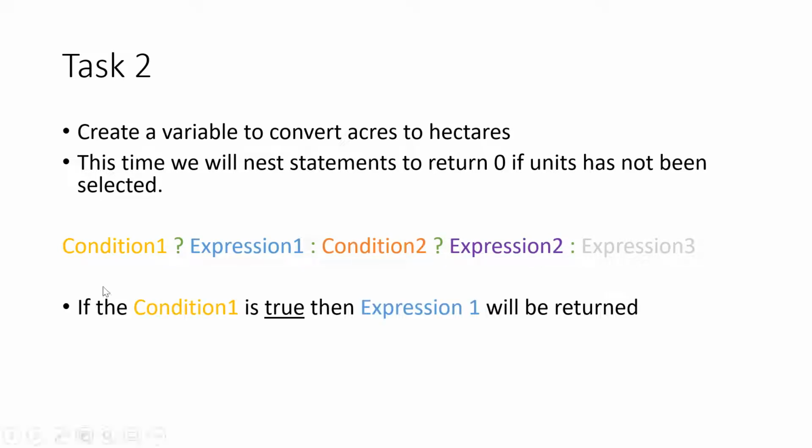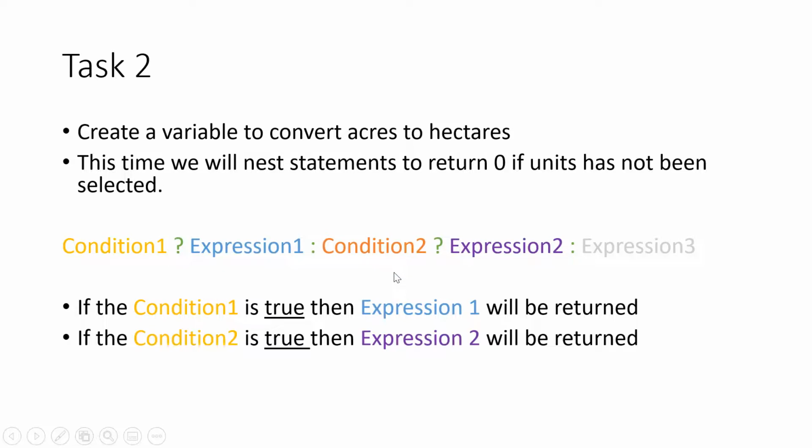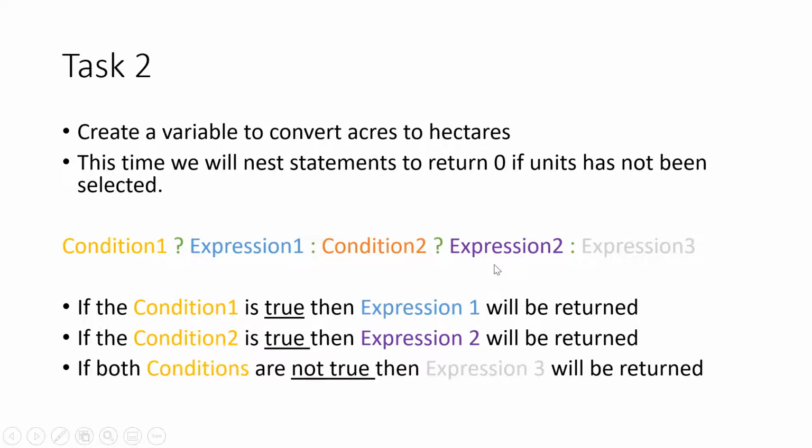So first of all, we have condition 1, and if condition 1 is true, then we're going to return here in blue the first expression. If condition 1 is not true, then we'll move across to condition 2. And if condition 2 is true, then expression 2 will be returned. Finally, if neither condition 1 nor condition 2 are true, then expression 3 is going to be returned.